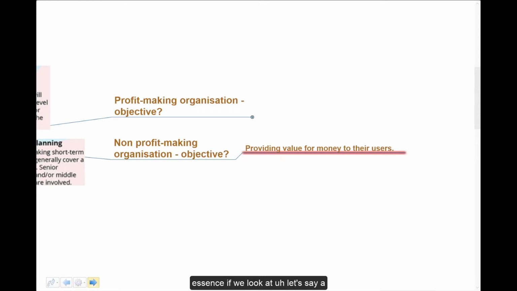In essence, if we look at, let's say, a charity, let's say Children in Need, what they're about is helping bridge a gap between what society provides in the normal sense of the word and what is actually needed. They're about helping disadvantaged groups, in this case, children, or it might be a homeless person's charity.